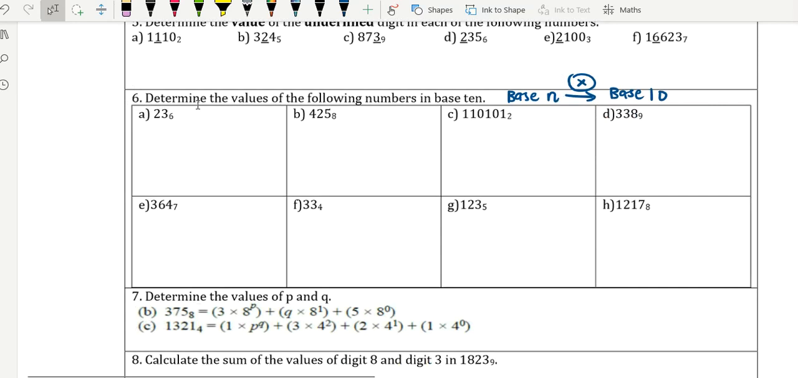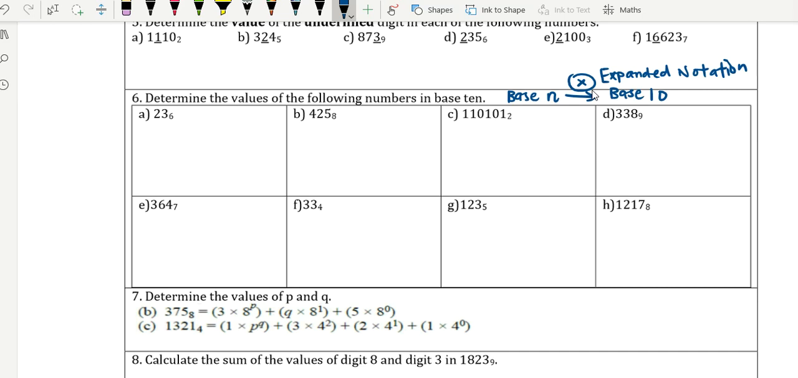Look at question 6. Determine the values of the following numbers in base 10. So all these numbers are in different bases and you want to convert them to base 10. From base n, any number converted back to base 10, you multiply. We call it expanded notation. Okay, let us try a few questions here.